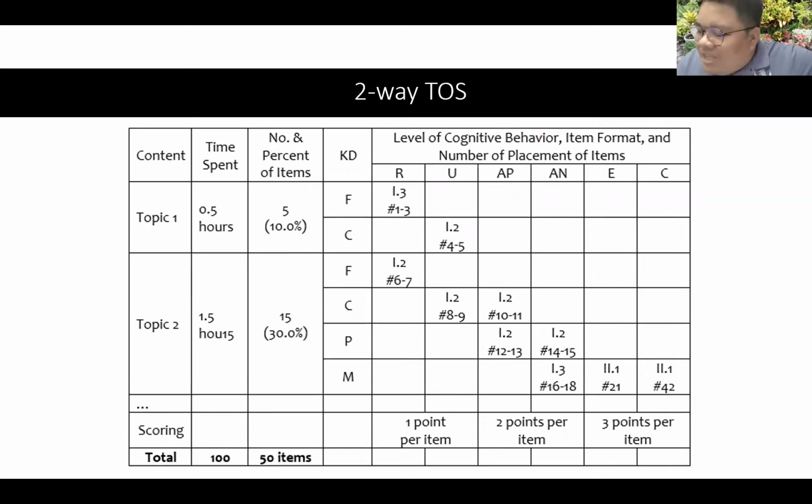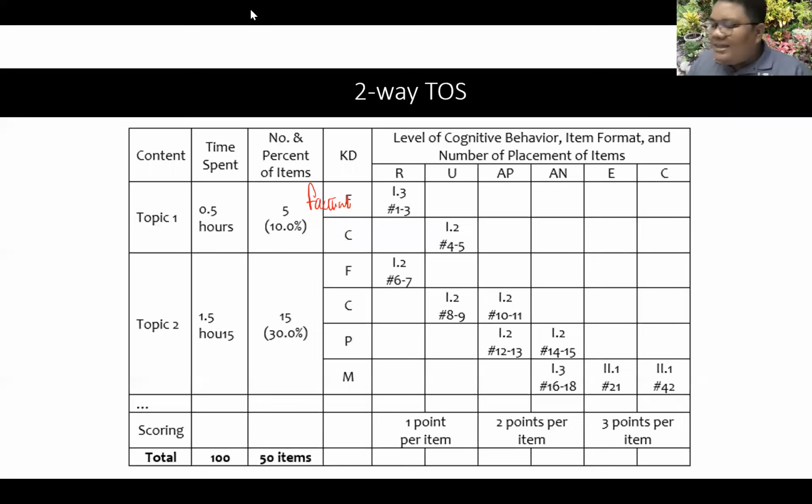Punta muna tayo sa knowledge dimension. Class, ano nga ba yung F sa knowledge dimension? Sige nga, if you can still recall, what is the F in the knowledge dimension? 4 na levels yan. You have your F, C, P, and M. Sige nga, what is F? Factual, sir. Okay, very good. So you have your factual, and then you have your conceptual, procedural, and metacognitive.